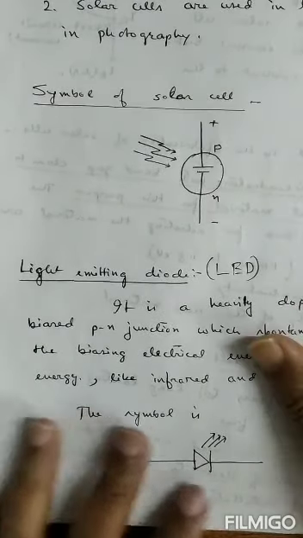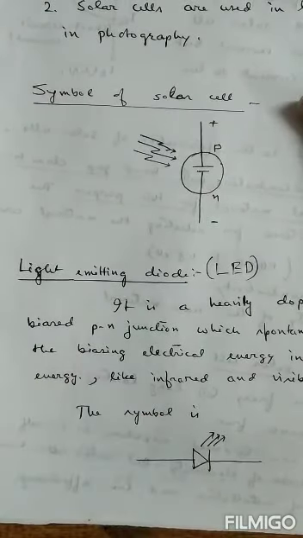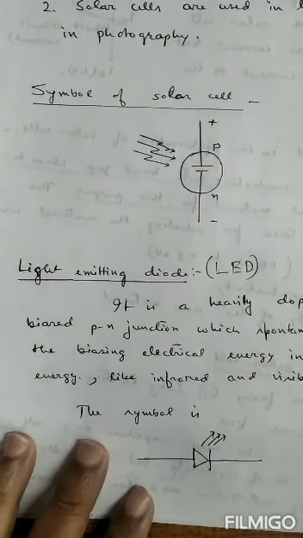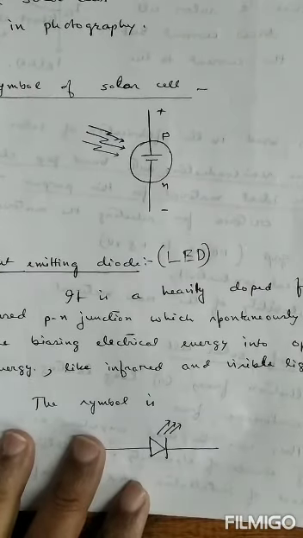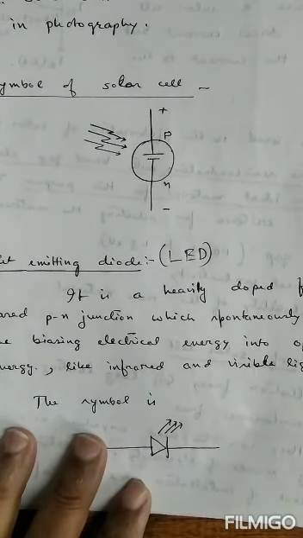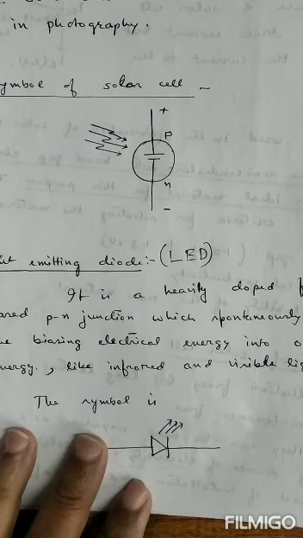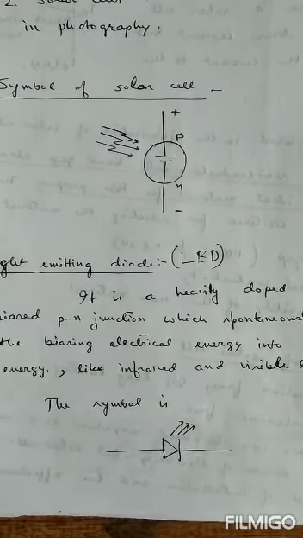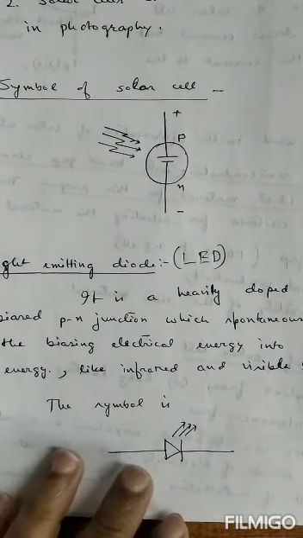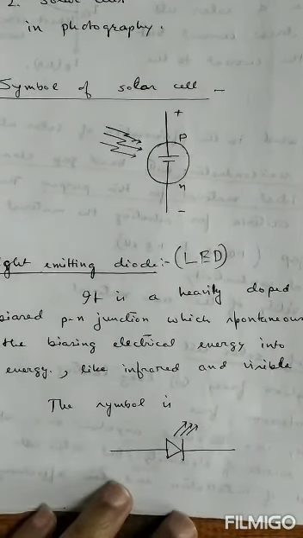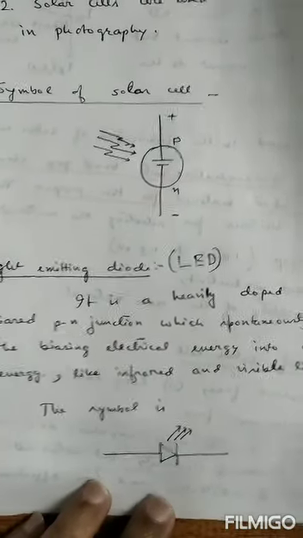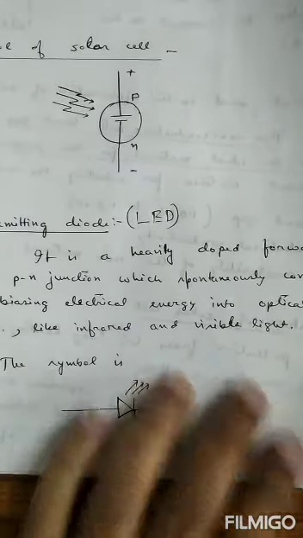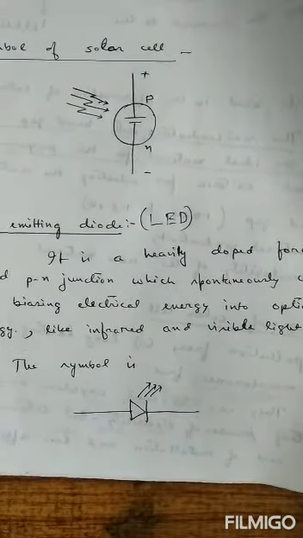Now we are going to discuss the LED, light emitting diode. It is a heavily doped, meaning a large amount of impurity is added, forward biased PN junction diode, which spontaneously converts electrical energy into optical energy. Optical energy is normally obtained in the infrared region or in the visible part of the electromagnetic spectrum.